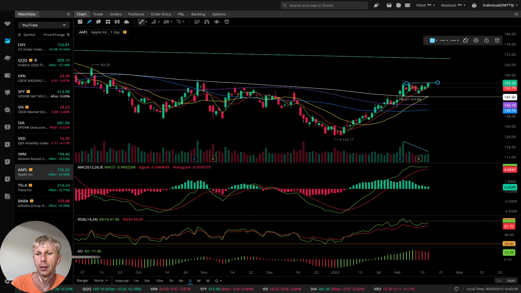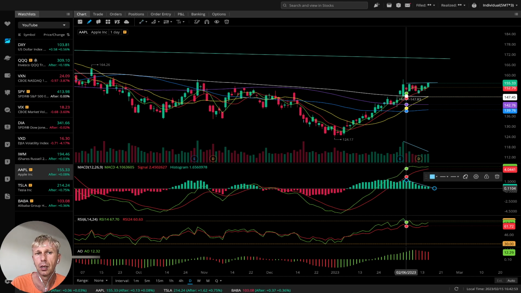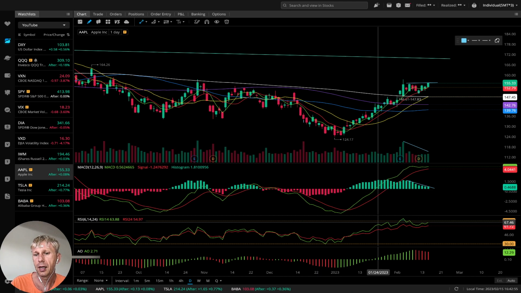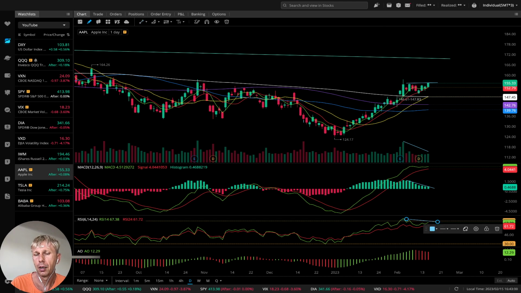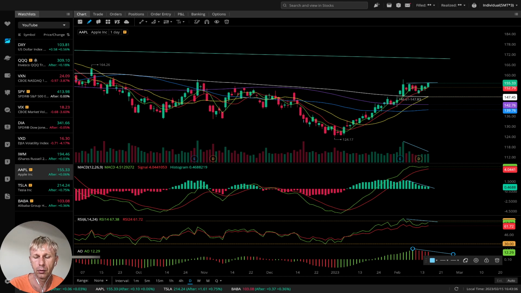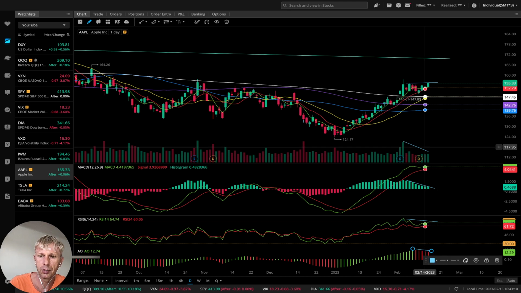and MACD histogram has bearish divergences. RSI has bearish divergences. And OSM oscillator has bearish divergences also. It wants to go bearish. It wants to have some bearish reversal, right?